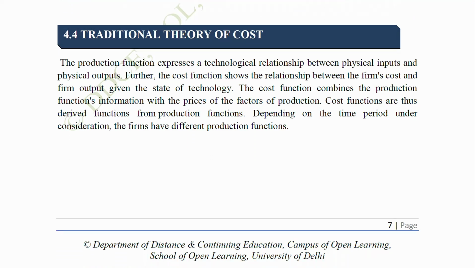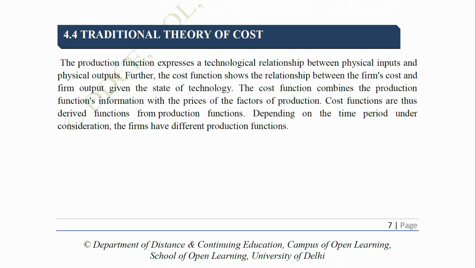4.4 Traditional theory of cost. The traditional function expresses a technological relationship between physical inputs and physical outputs. Further, the cost function shows the relationship between the firm's cost and firm output given the state of technology. The cost function combines the production function's information with the price of the factors of production. Cost functions are thus derived functions from production functions.